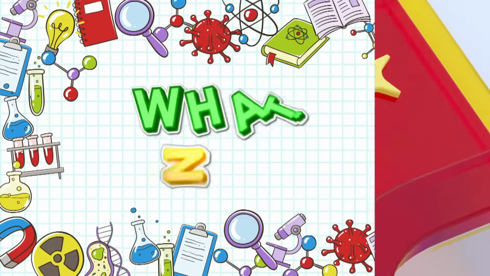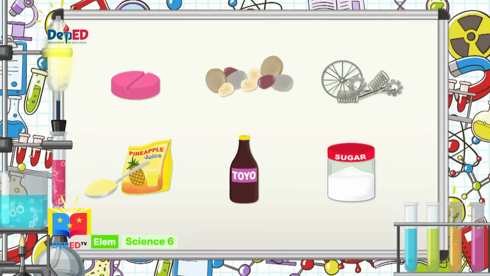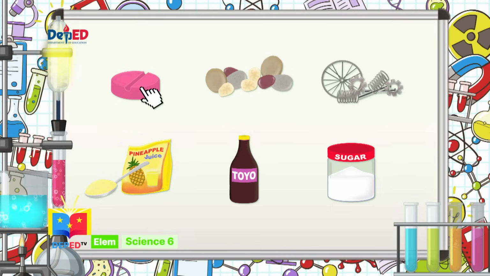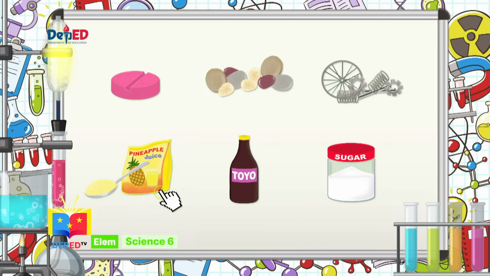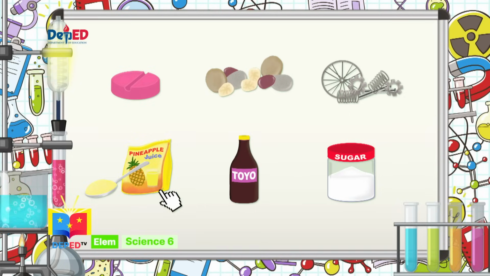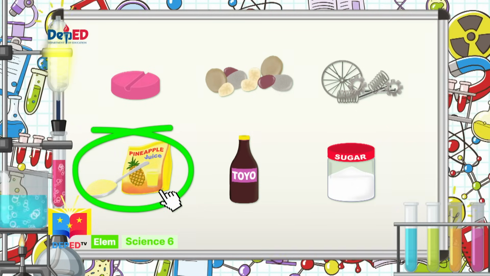Now, let's go to our What's New? Encircle the substances that can be added in water to form a solution and then answer the questions. Do it on your paper. Can we form a solution using water and medicine tablet? Right, we can. How about a pineapple powder? Can we dissolve it in water to form a solution? Yes, we can.